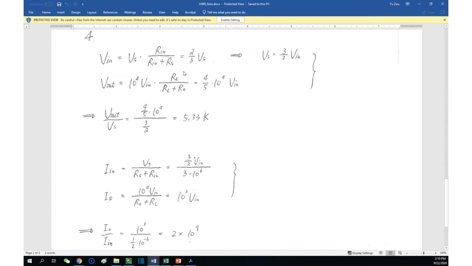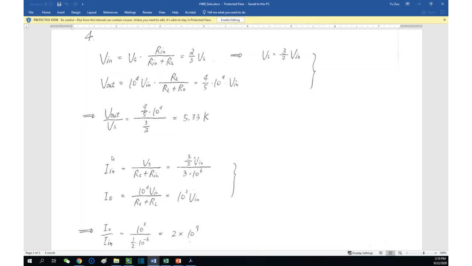So from the input end, you're doing a voltage divider. From the output end, you're doing a second voltage divider. Just be careful with the numbers. 2 mega over 3 mega. This is 4 over 5 times 10 to the 4. Be careful: 10 to the 4 times V. And from here, you can divide V naught over Vs as the voltage gain. Voltage gain means V naught over the input, which is Vs.